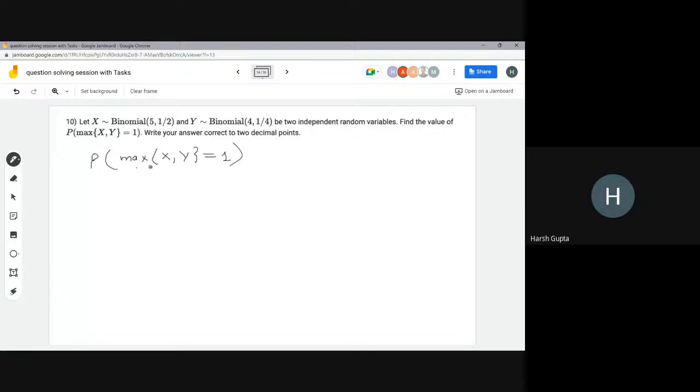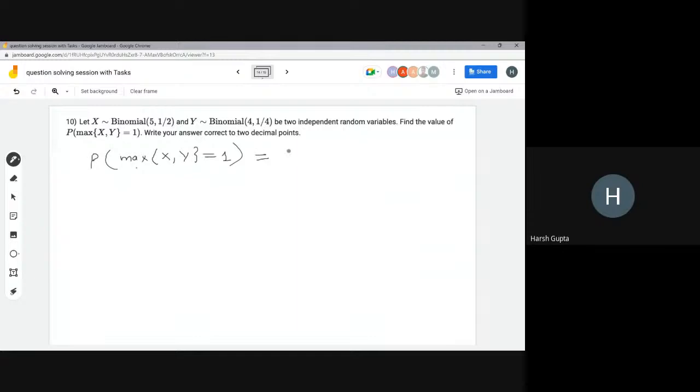Probability that max of x comma y equal to 1. So from here we need to go somehow to x and y. If we go to x and y, the answer will be there. So how to go? At least make cases. Whenever a max or min function comes, we need to make cases.